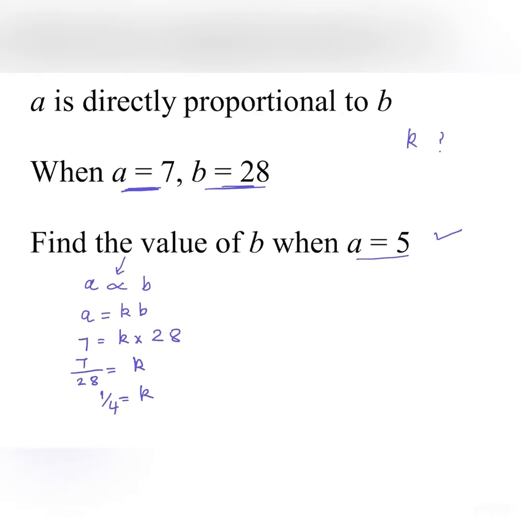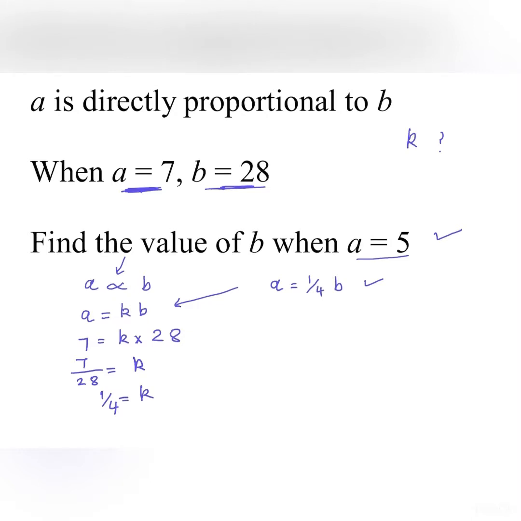Okay? So now we can substitute the value for K into our formula. So A equals 1/4 B. That makes sense because if you look at the value for A was 7 and B is 28, and A is a quarter of B in this case. So now we're ready to answer our question.